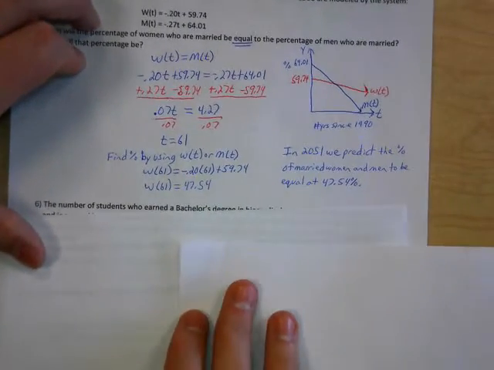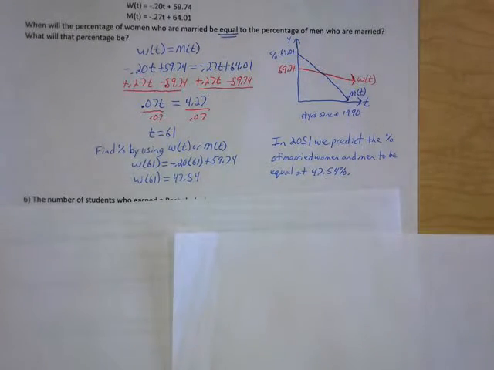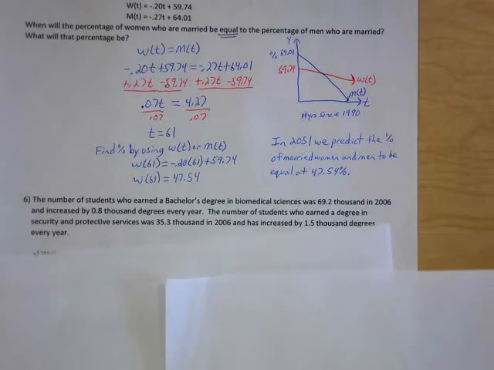So what that means, and I'll explain the graph in a second, is that in the year 2051, we predict the percentage of married women and men to be equal at 47.54%.